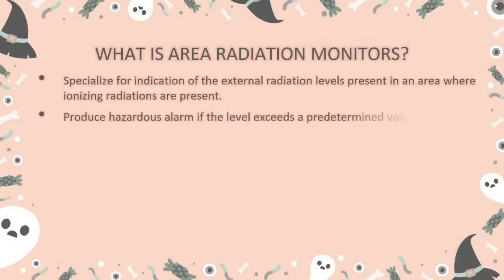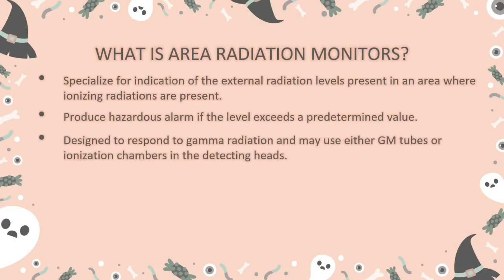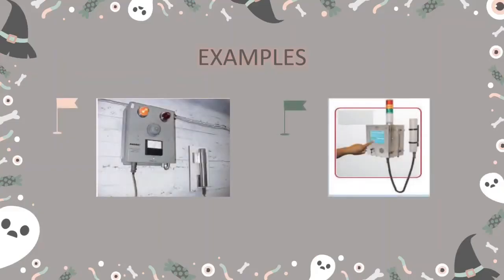Area radiation monitors are instruments that specialize in indicating the external radiation level present in an area where ionizing radiation is present, such as in a mine. They also produce a hazard alarm if the level exceeds a predetermined value. They are designed to respond to gamma radiation and may use either GM tubes or ionization chambers in the detecting heads. These are some examples of area radiation monitors that are located at specific places to detect the ionizing radiation.